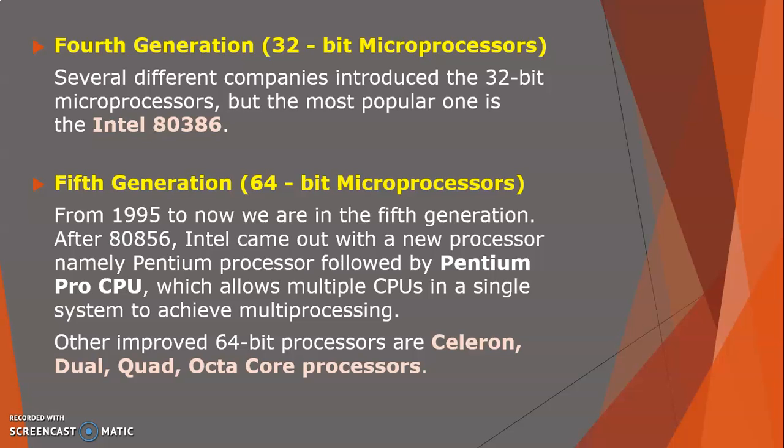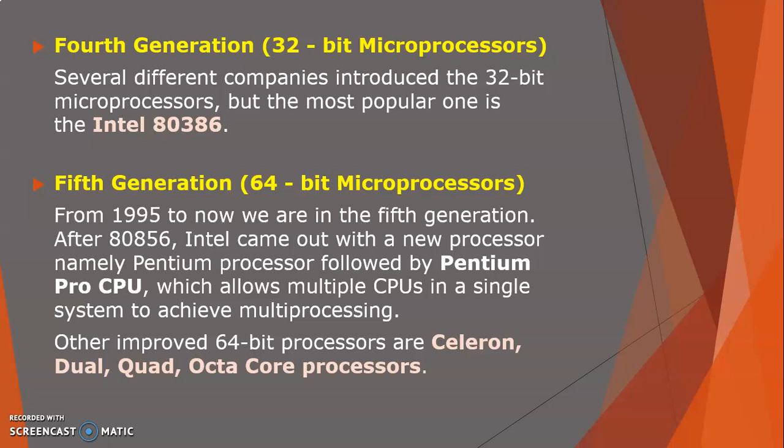Last is the 5th generation. Now we have a 6th, 7th and a lot of generations, a lot of Pentium processors have come. So the 5th generation is the 64-bit microprocessor, from 1995 until now we are in the 5th generation. After 80586, Intel came out with a new processor, namely Pentium processor, followed by Pentium Pro CPU, which allows multiple CPUs in a single system to achieve multiprocessing.